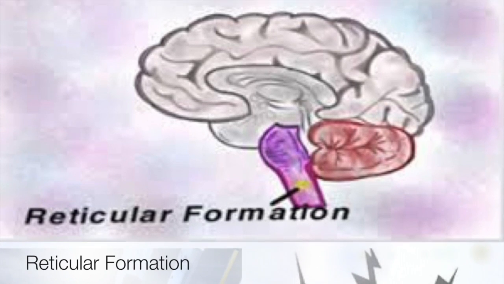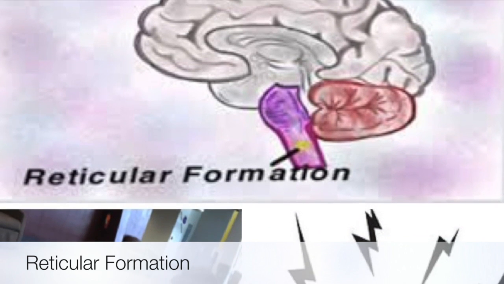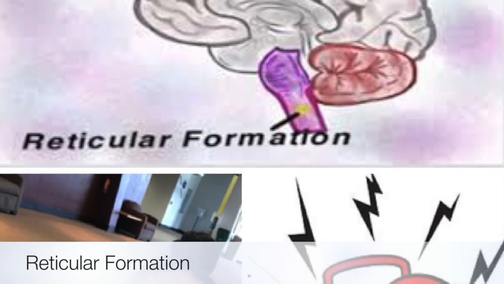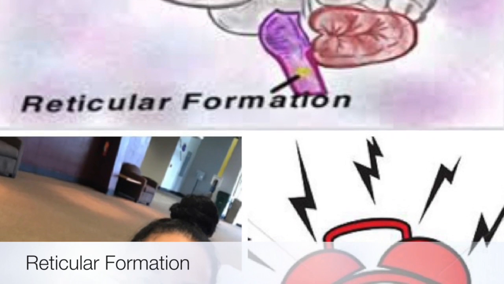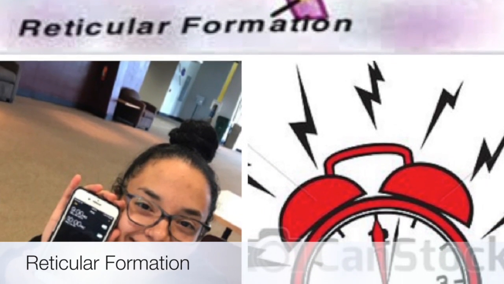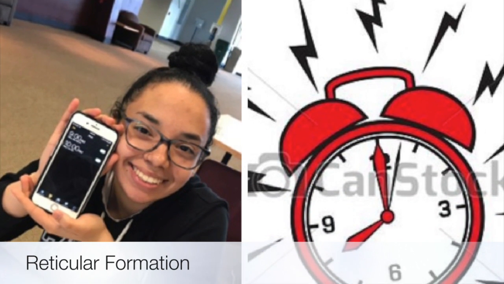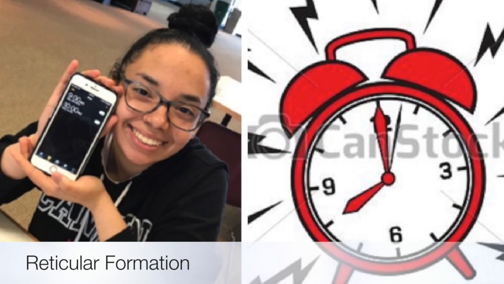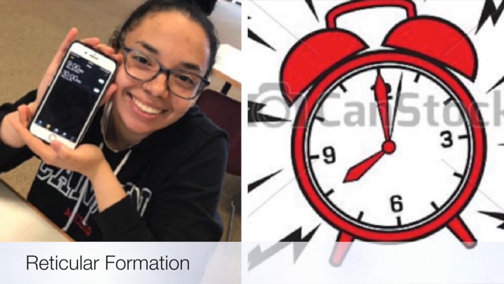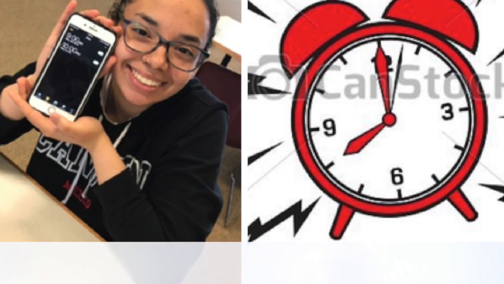The reticular formation is found in the midbrain and extends into the forebrain down to the hindbrain. The reticular formation helps to regulate sleep and wake cycles, arousal, alertness, and motor activities. We compared the reticular formation to an alarm clock because an alarm clock allows you to sleep and wake up on time, and the reticular formation helps to naturally do the same.